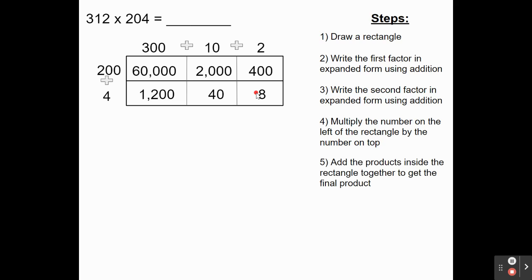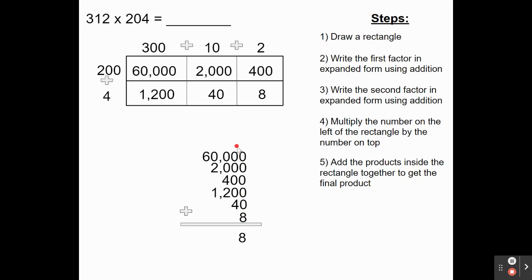Finally, we can add the products inside each of the smaller rectangles together to find the final product or the area of the larger rectangle. So let's add 60,000 plus 2,000 plus 400 plus 1,200 plus 40 plus 8. We got each of these numbers from inside each of the smaller rectangles. Now let's add starting in the ones place. All these zeros plus 8 is 8.